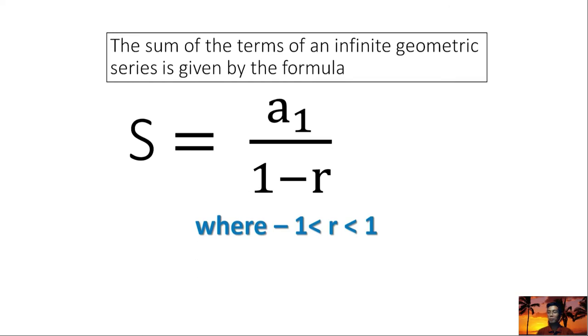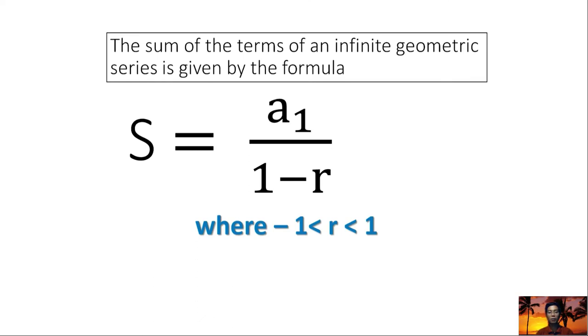So, this time, I will be introducing to you another formula. The sum of the terms of an infinite geometric series is given by the formula. Ang formula po natin is S equals a sub 1 all over 1 minus r.